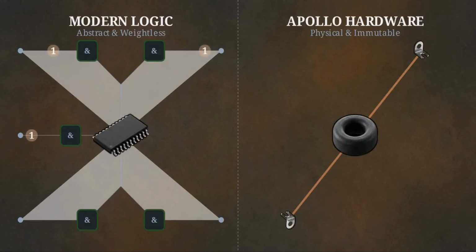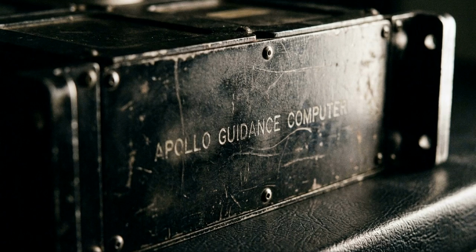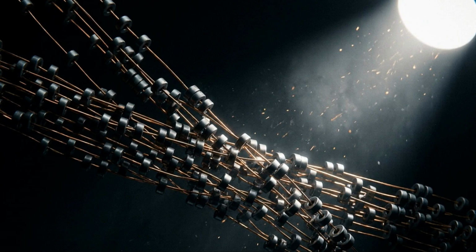Modern digital systems process abstract, weightless code. They lack the native logic to interpret the physical, immutable behaviors inherent to mid-century hardware. To navigate space, NASA relied on core rope memory. This was a system of tangible software, where the zeros and ones possessed actual mass and physical dimensions.